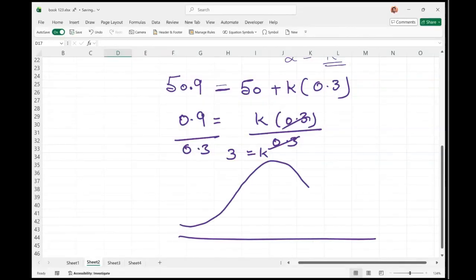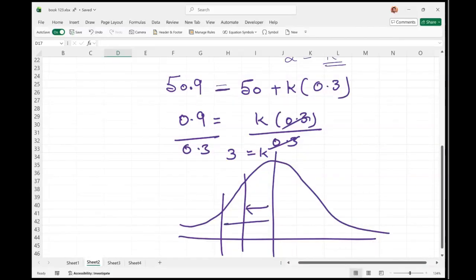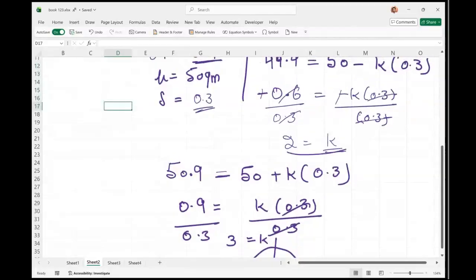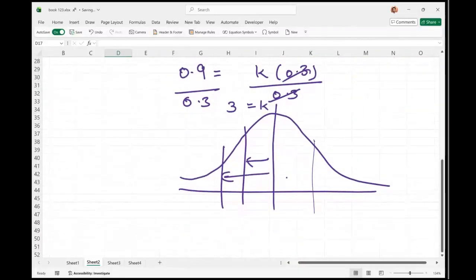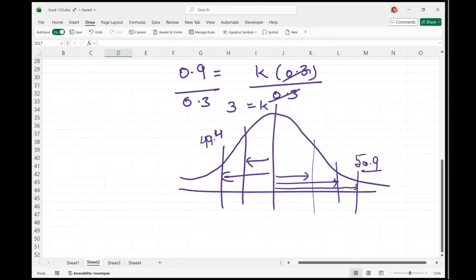On the left hand side, it is 2 standard deviations. On the right hand side, it is 3 standard deviations. This is 50.9 and this is 49.4. So all that data which is in this section and in this section, those are waste. We have to calculate these sections now. So how are we going to calculate this?